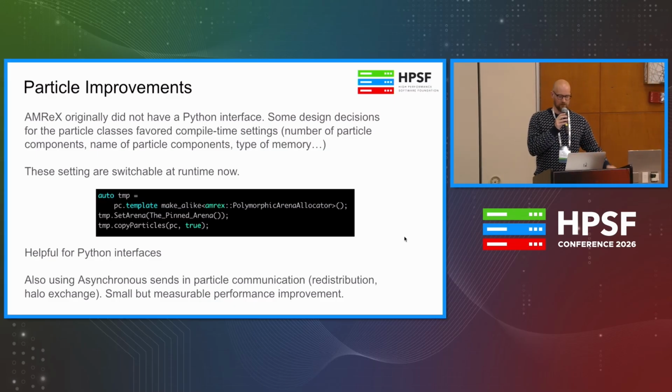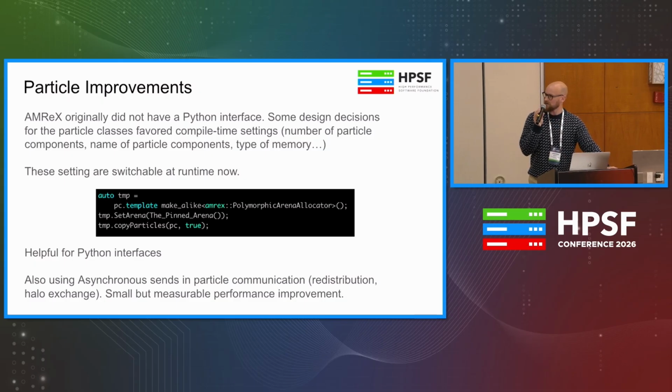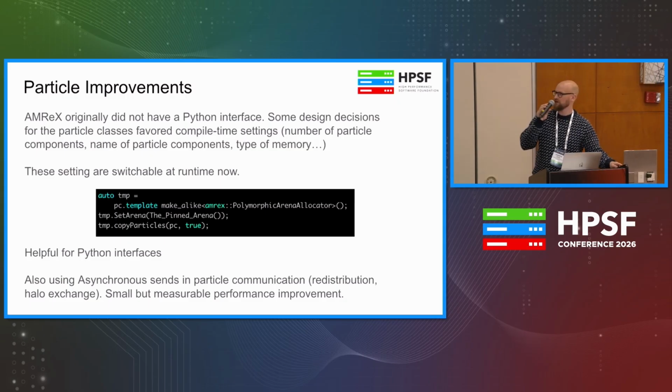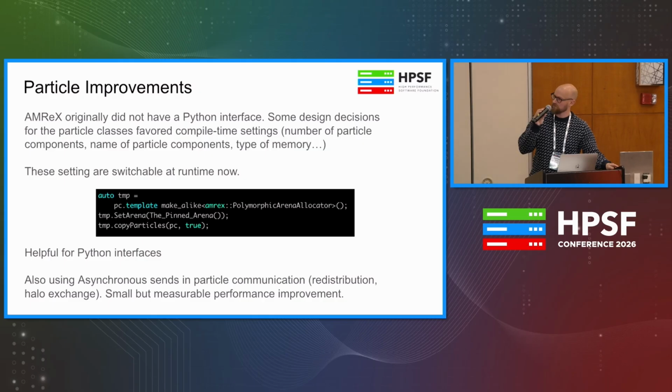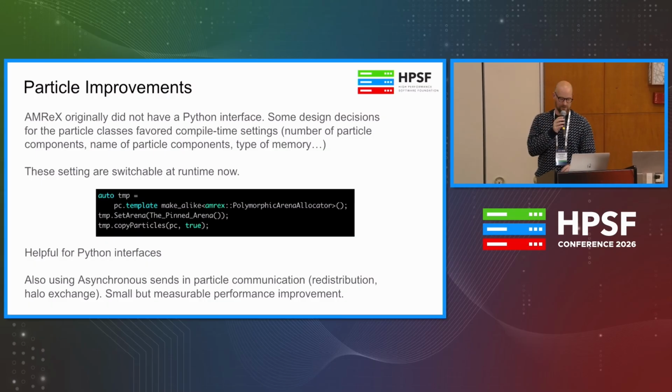We've made a number of improvements to our particle classes. Some of the design decisions that were originally made meant you had to specify a lot of stuff at compile time, which made a certain amount of sense before the Python interfaces existed. It actually simplifies maintaining those a lot if there can just be one. You don't have to have a bunch of templates. So we've switched to a mode of being able to define or switch a bunch of stuff out at runtime. This is just showing an example of how you can define one kind of particle container and then set it to use pinned memory at runtime, which wasn't possible in the past.